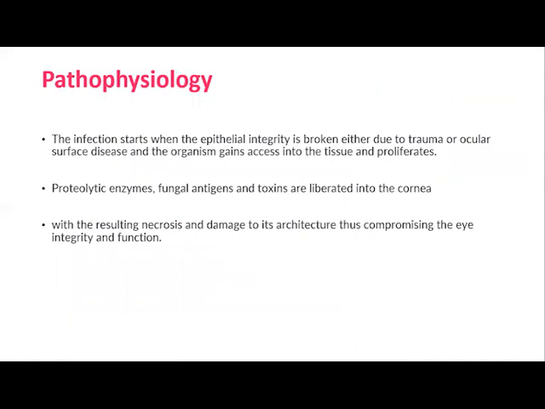Regarding pathophysiology, the infection starts when the epithelial integrity is broken, either due to trauma or ocular surface disease. Only then does the organism gain access into the tissue, where it proliferates. They can release proteolytic enzymes, fungal antigens, and toxins into the cornea, which cause necrosis and damage to its corneal architecture, thus compromising the eye's integrity and function.